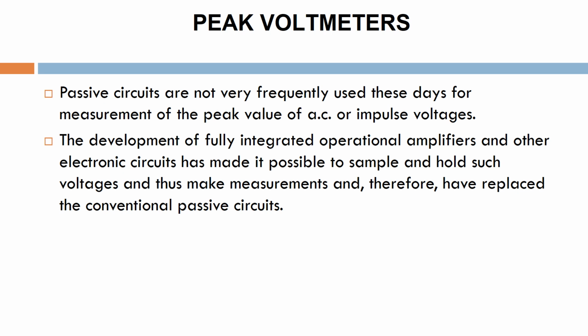Passive circuits are not very frequently used these days for measurement of peak values of AC or impulse voltages. The development of fully integrated operational amplifiers and other electronic equipment has made it possible to sample and hold such voltages and thus make measurements, and therefore has replaced the conventional passive circuits.